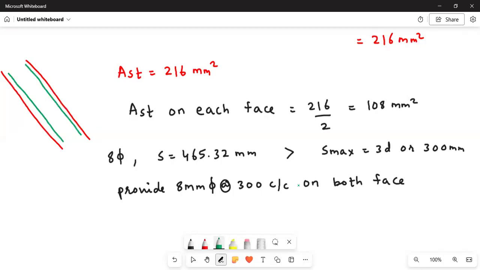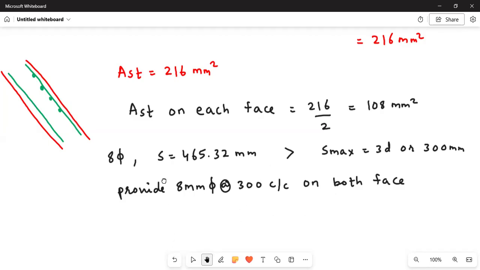You also have to provide the bar for the normal pressure. You also have to provide the horizontal bar. So the sloping bar is for the direct tension, but the horizontal reinforcement is for the normal pressure acting on the sloping slab. Whatever reinforcement we have calculated is for the direct tension and it is provided on both faces of the sloping slab. Okay, it is parallel to the sloping slab, not perpendicular to the sloping slab.